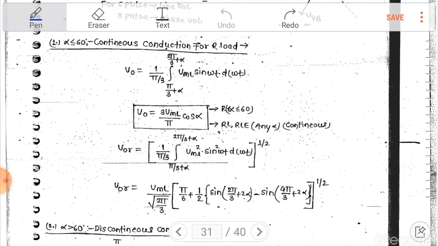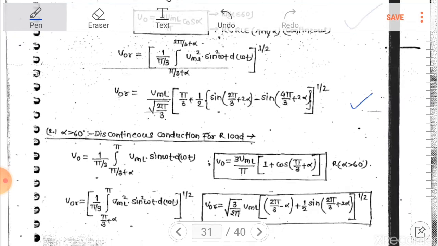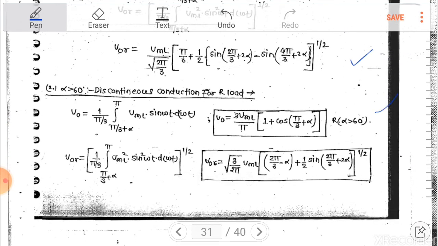After that, we have analyzed the average voltage and RMS voltage for alpha less than 60 degree and for alpha greater than 60 degree. This all we have done.